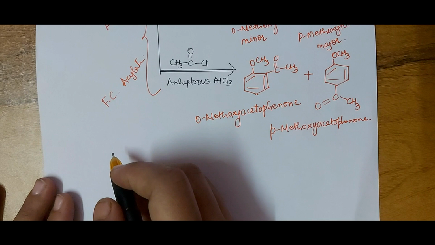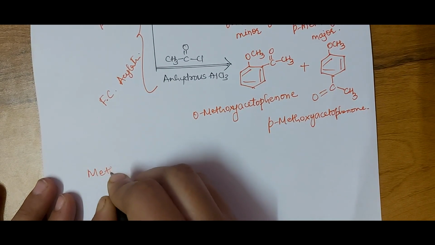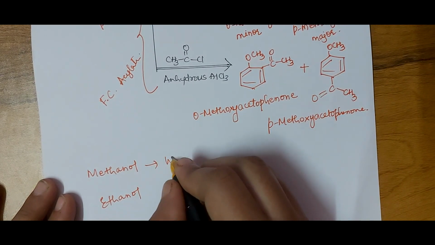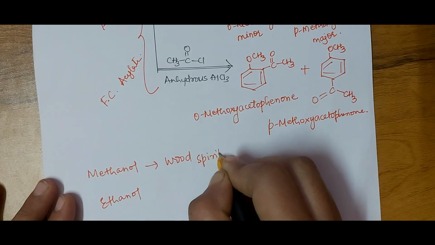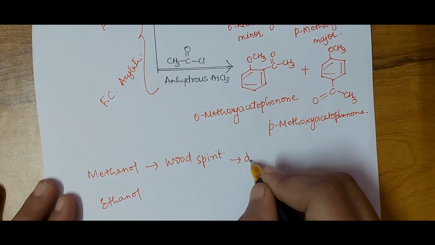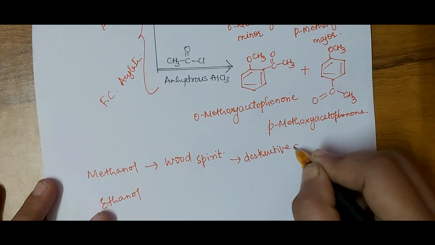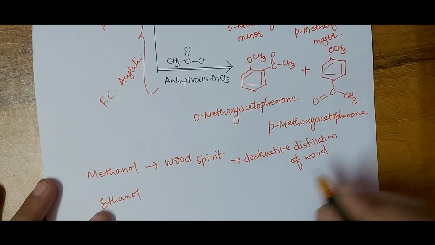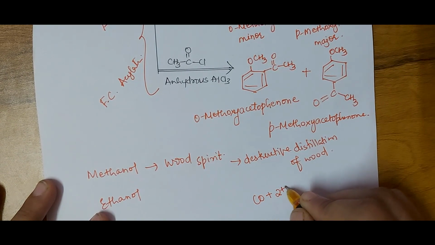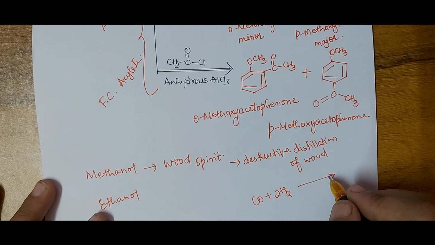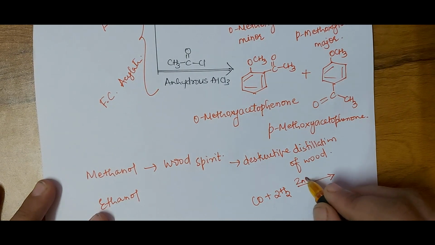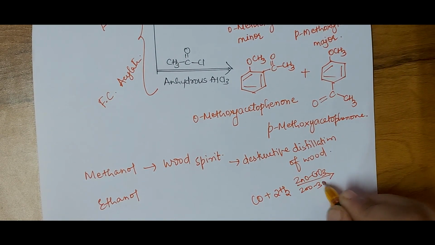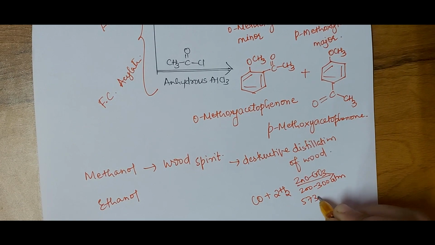Along with it, two more important things you should know are methanol and ethanol. Methanol was obtained earlier by destructive distillation of wood, called wood spirit, and now chemically we can obtain methanol by the reaction of carbon monoxide with hydrogen gas. Nowadays we obtain it by carbon monoxide reacting with hydrogen gas in the presence of a catalyst, that is zinc oxide and chromic oxide, at 200 to 300 atmospheric pressure and 573 to 673 Kelvin temperature. The resulting product is methanol.